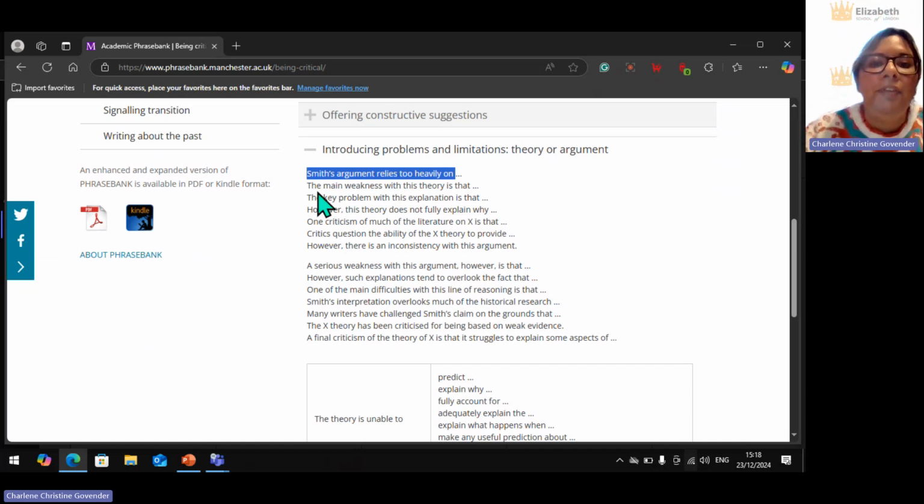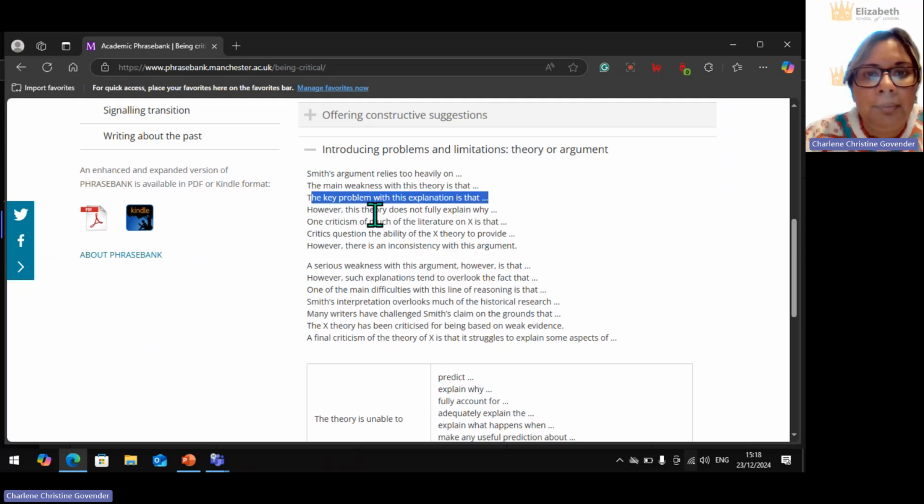Now, if you were to look at maybe the third one, the key problem with this explanation is that... So let's say, for example, you were talking about AI usage. You'll say the key problem with this explanation is that AI usage is, and then you would add on your own views, okay, that are supported by sources.